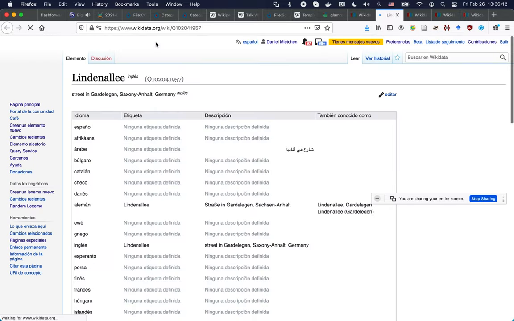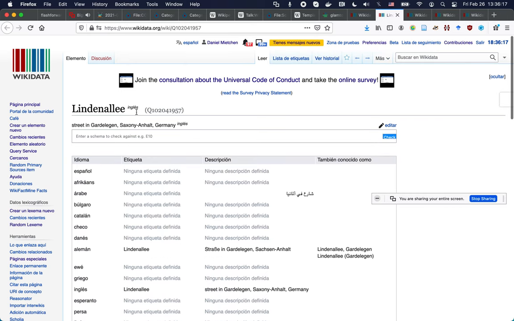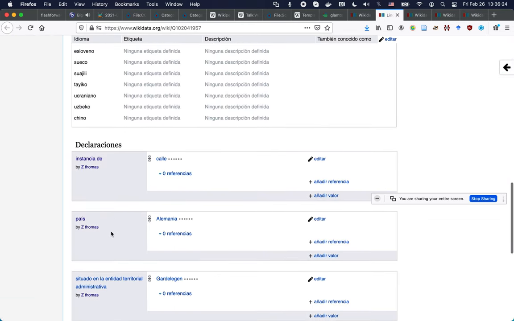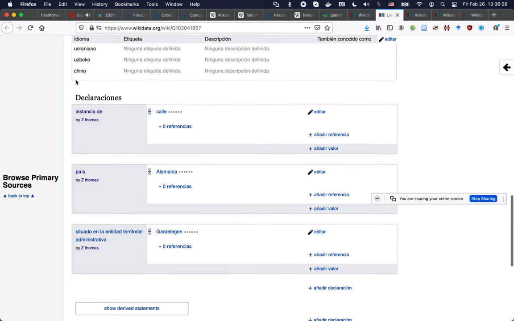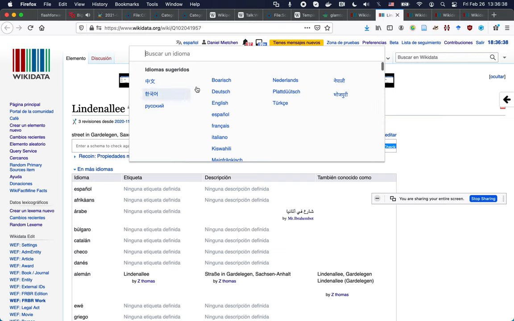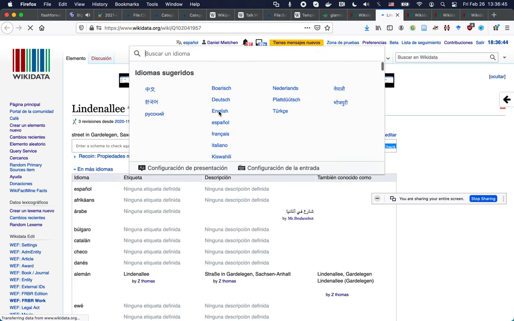So I'm choosing a random thing here. I end up in an entry about a particular street in some part of Germany. And here you see basically the ways in which the street is being described are in Spanish, like it's in Alemania. And then I can switch here to another language, or basically let's just do English to go back to what we had before.